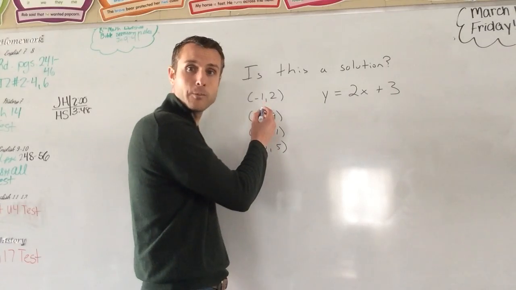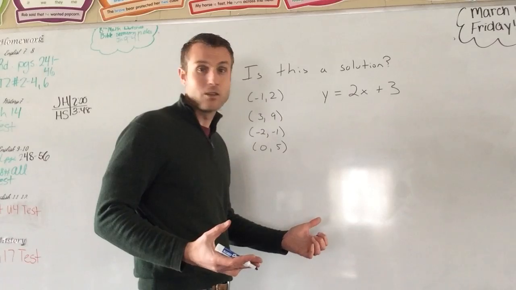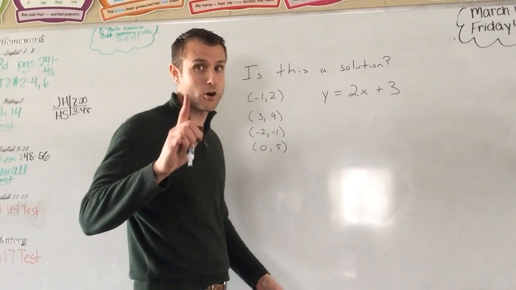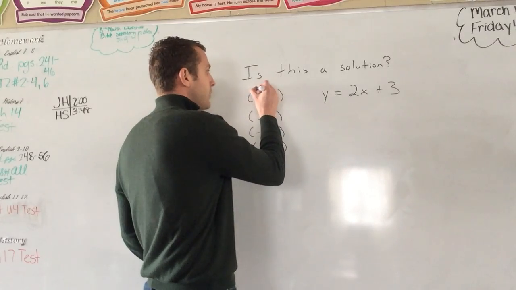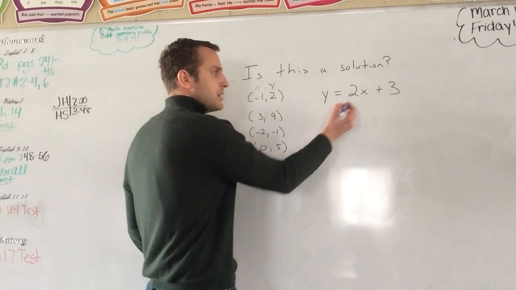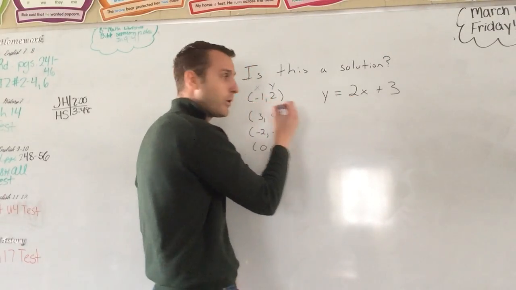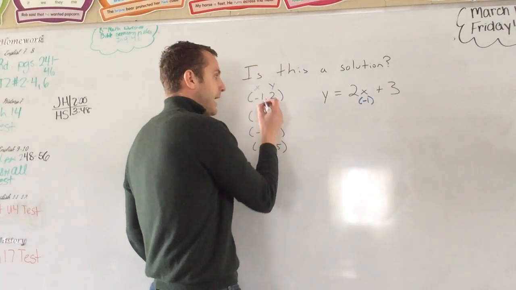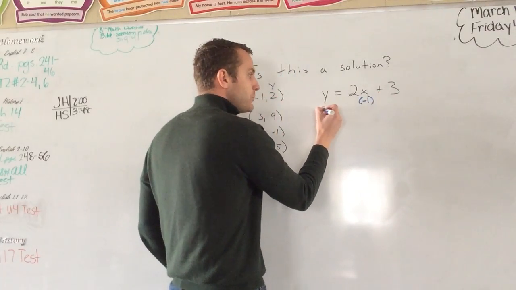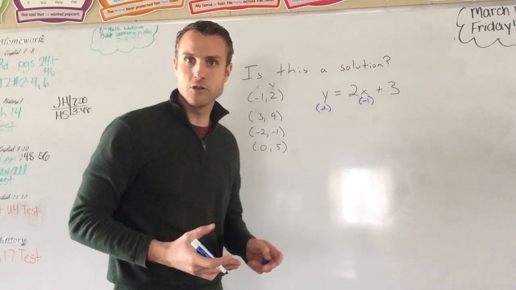Remember, in my ordered pair, which number is my x? You should know it is the first number. x is the first number. y is my second number. So in this equation, I'm going to replace x with -1, and then y should be 2. So let's see if this is a solution.